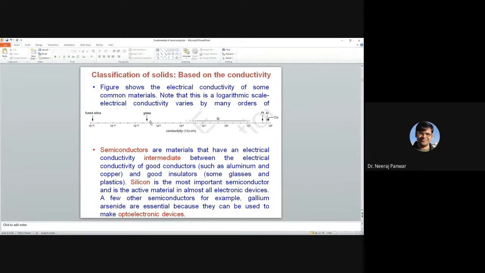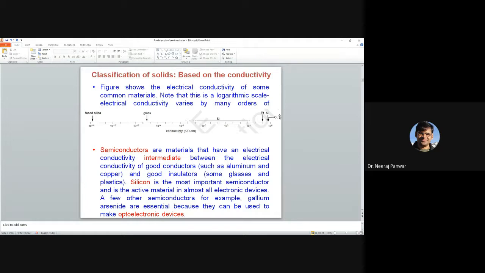And in between insulators and conductors, you see there is a large region. There is a large region that belongs to semiconductors. That's why we call them semiconductors, because their conductivity is between those of metals and insulators. Now, why are semiconductors very important?